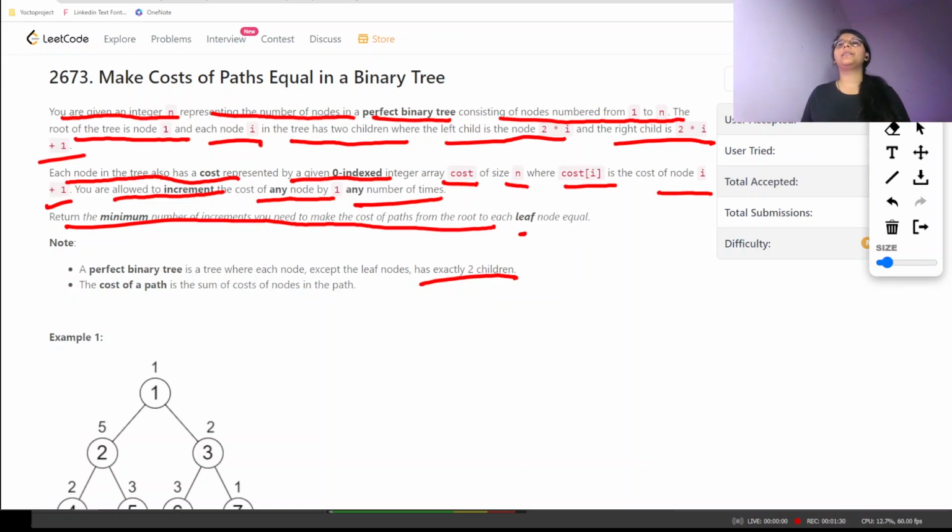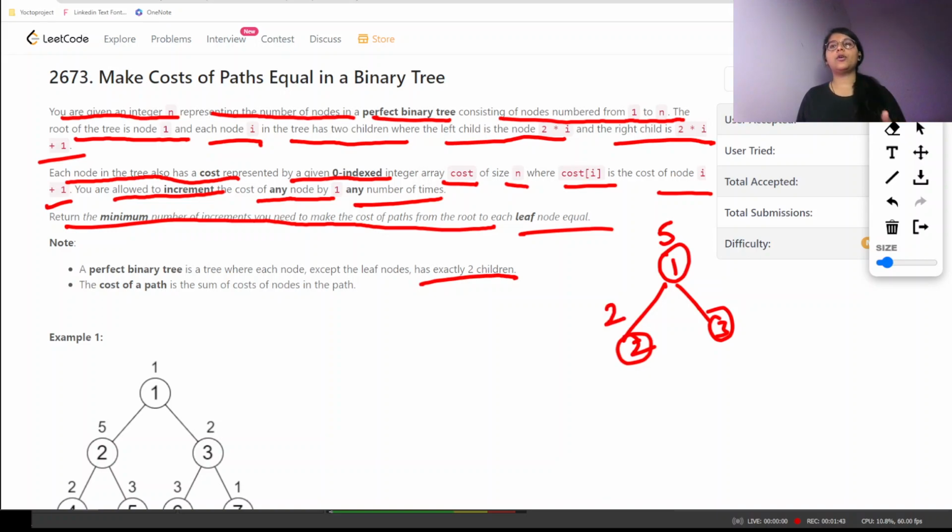So basically, if we are given a small tree like this, 1, 2, 3, and if its cost is 2, then its cost should also be 2. So that is what they want us to do. Say if its cost is 3, then we will be incrementing it by 1, and this is the answer which we will be returning. So this is what they want us to do.